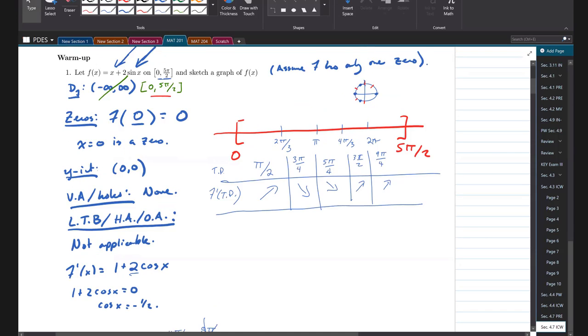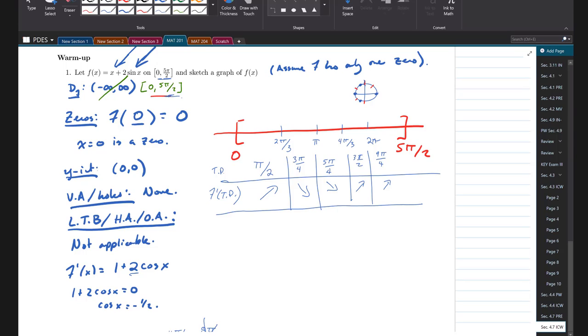Well, our graph, we can't go arbitrarily far to the right. We have to stop at 5 pi over 2. So instead, we'll deal with the endpoints when we look for our global maxes and mins. Yeah. All right. That helps.